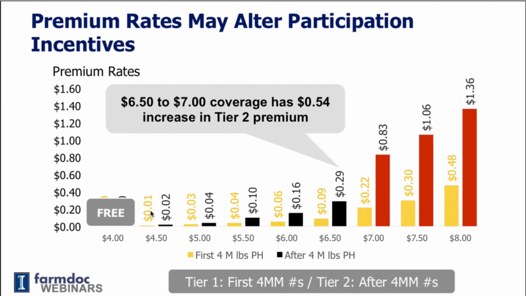But coverage levels above $4, farmers have skin in the game. And as you see here, our Tier 2 premiums increase 54 cents per hundredweight for 50 cents in coverage. So premium rates are an important factor in making a decision with respect to MPP Dairy. So those are things that farmers need to consider. Anticipated risk in milk and feed markets, and then how much is it going to cost to get this coverage?